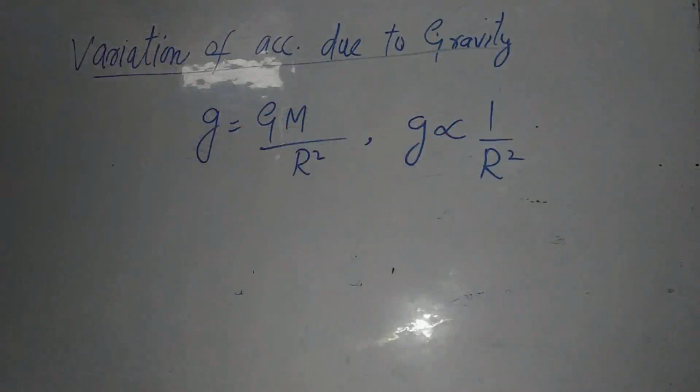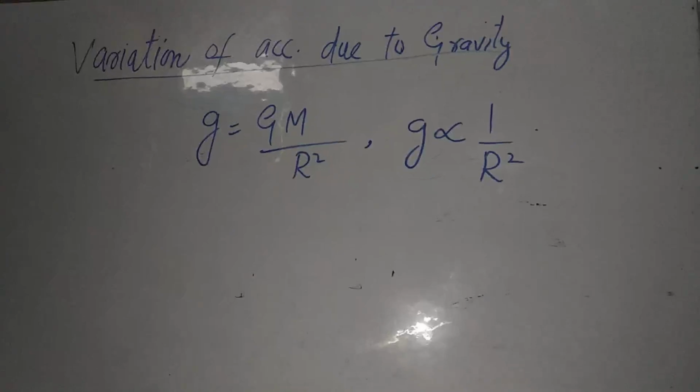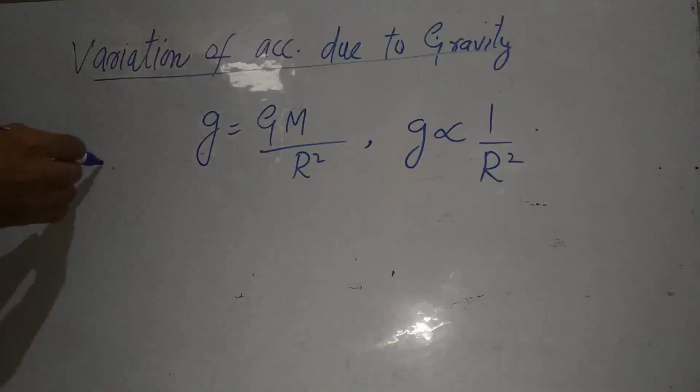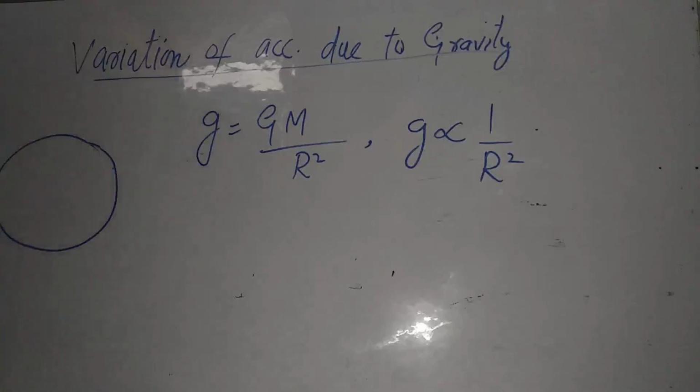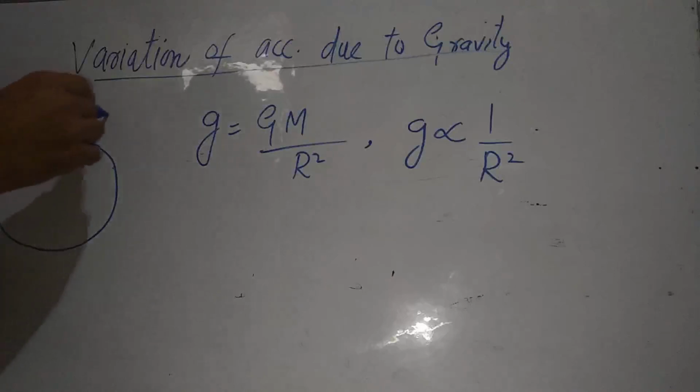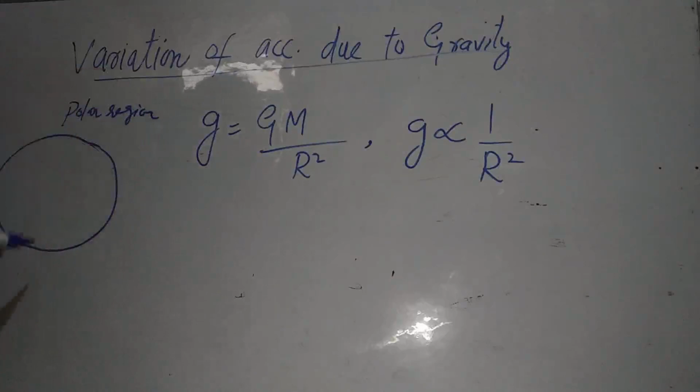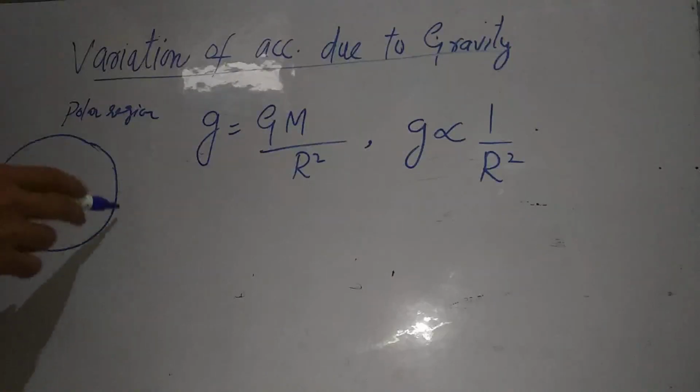Let's talk about how the radius of the Earth varies. We know that the Earth is not perfectly spherical in shape. It is flattened somewhere. So the shape of the Earth is like this. This is geospherical in shape. It is flattened at the poles. These are the poles, and these are the equatorial regions. This is the polar region, here it is also the polar region, and here it is the equatorial region.